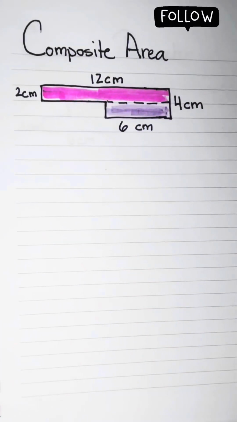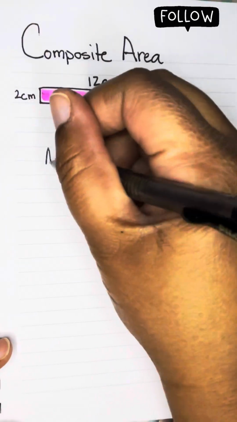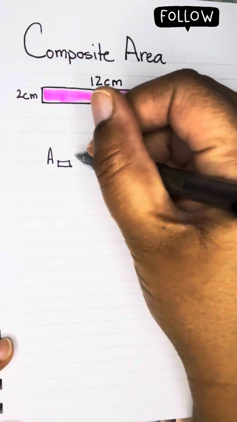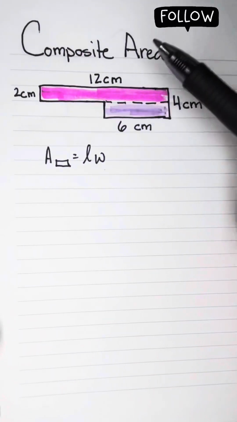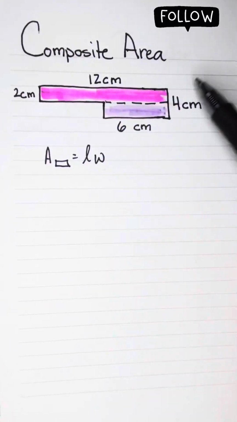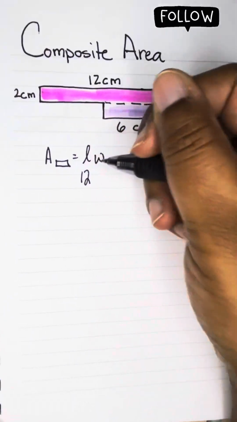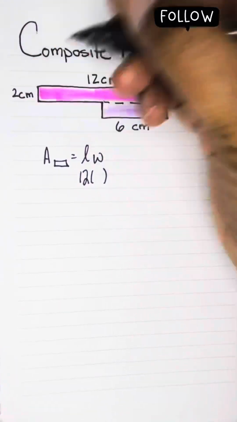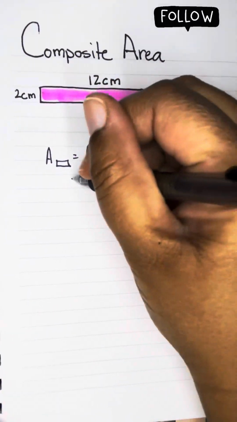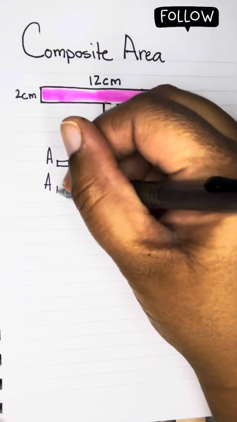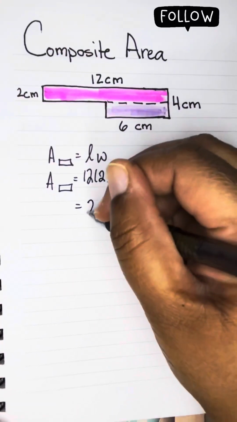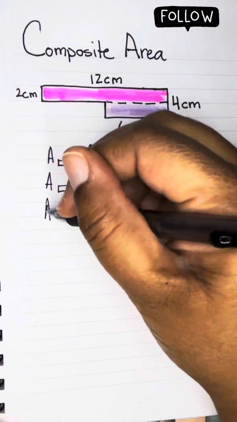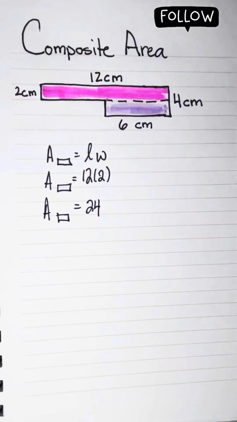Okay, well first we need to know what area formula is for a rectangle. Well, area for a rectangle is length times width. Okay, so we have our length, which is 12, and we have our width, which is 2. So our area for a rectangle, for a pink rectangle, I should say, is going to be 24. Okay. For our pink one.